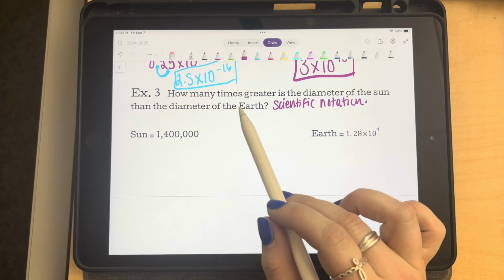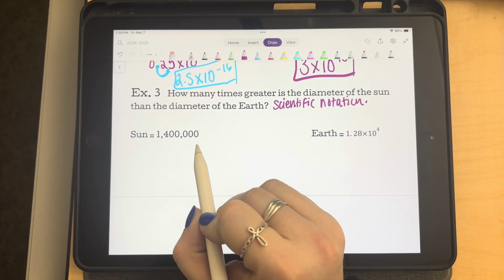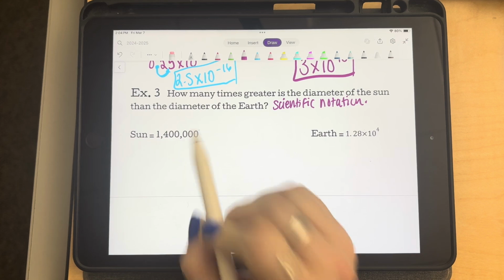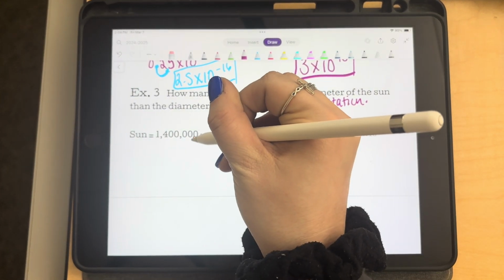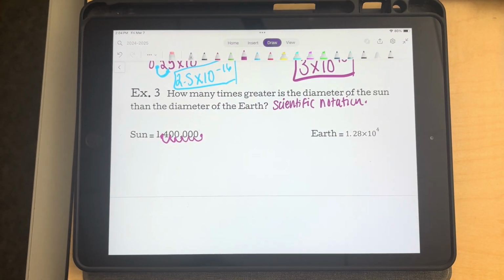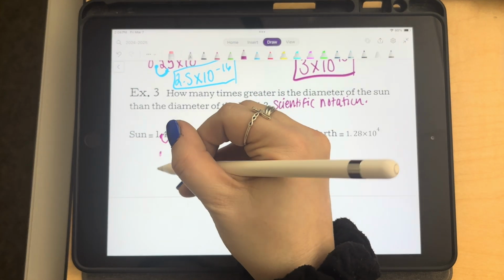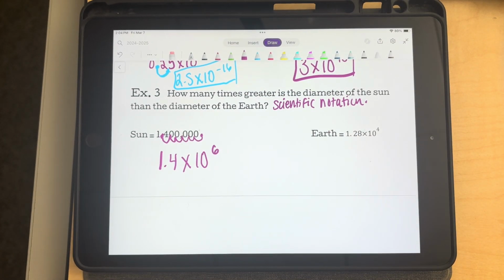I want to know how many times greater something is, so I'm going to be dividing. If I want this in scientific notation, I'm going to first find my decimal place. If I don't have one, it's at the very end. I count as many places as I need to get to my base between 1 and 9.9. So I go 1, 2, 3, 4, 5, 6, and there is my decimal point. So that means I have 1.4 times 10 to the 6th.